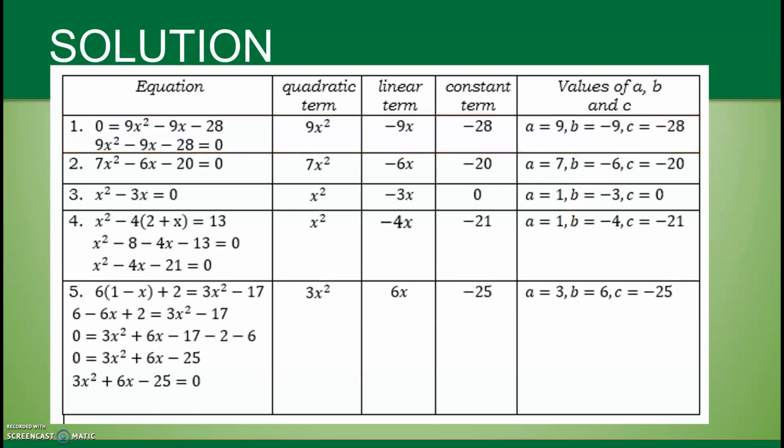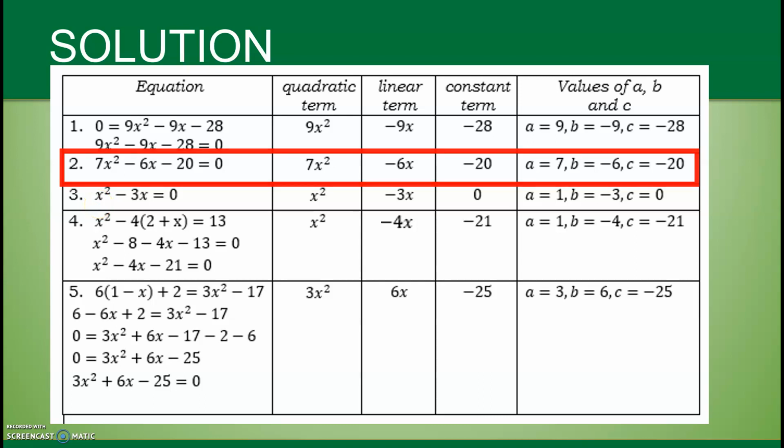Let's go to number 2. So the standard form is 7x squared minus 6x minus 20 equal to 0. Quadratic term is 7x squared, linear term is negative 6x. Constant term is negative 20. A is 7, b is negative 6, c is negative 20. So again, always set the quadratic term as positive.